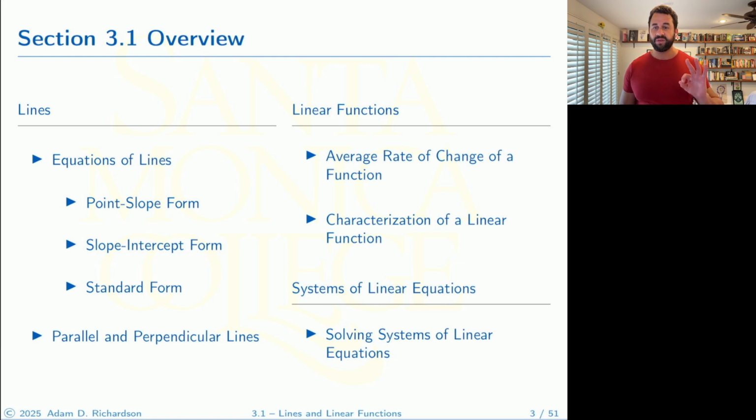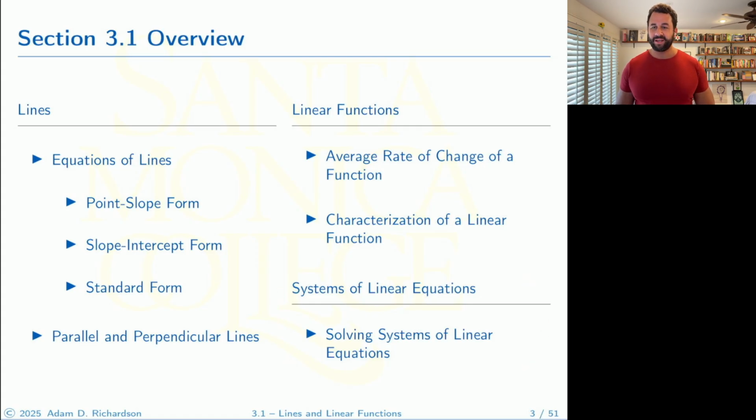So there's basically three subsections to this section. There's the section on lines, where we'll cover equations of lines, the three types of equations, parallel and perpendicular lines. Then we're going to shift gears a tiny bit and talk about linear functions. We'll talk about the average rate of change of a function. We'll talk about the characterization of a linear function. That's really important. And then we'll finish off the section by talking about systems of linear equations and how to solve them.